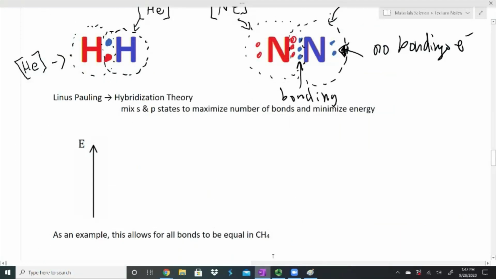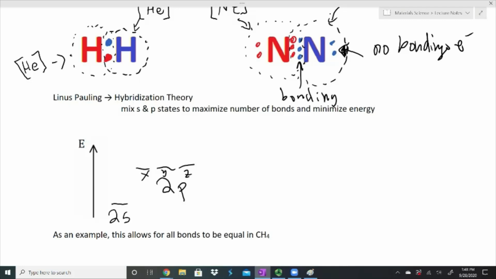So here's my energy. I have an energy diagram here where energy is increasing as I get higher up on the screen. And normally what I have is something like this where I have a 2s, and then at a slightly higher energy, I have my 2p's, and these p's sometimes are referred to as my x, my y, and my z. Now again, each of these can hold 2 electrons, 1 spin up and 1 spin down.